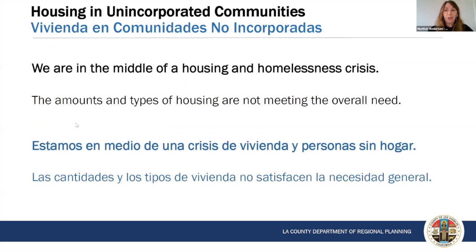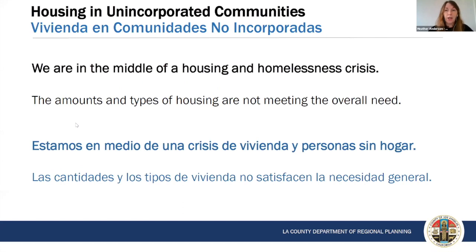So it doesn't take a professional planner to see that we are in the middle of a housing and homelessness crisis in LA County. Housing is not available enough or affordable enough to meet the overall need. Rents have gone up in recent years. Many families have had to move because they can't afford the rent or can't afford to buy a home in LA County. And it's common for adult children to move back in with their parents because they can't afford to rent or buy their own place in the neighborhood where they grew up.